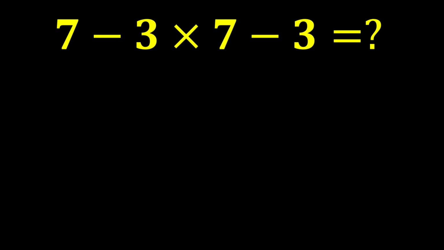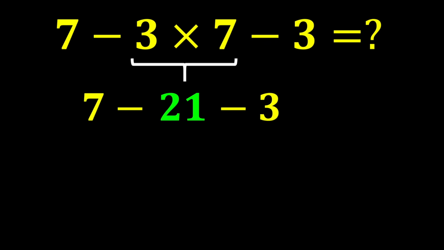7 minus 3 times 7 minus 3. In this expression, there are 2 subtractions and 1 multiplication. According to PEMDAS, multiplication has a higher priority than subtraction, so we first perform the multiplication and then the subtractions. 3 times 7 gives us 21, and the expression becomes 7 minus 21 minus 3.